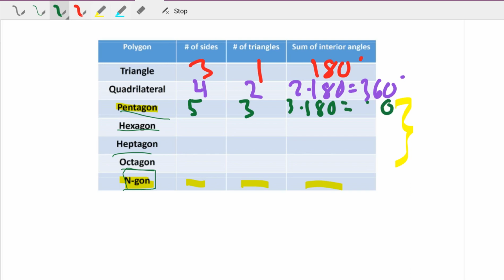And that'll give us 540. Pause the video, continue to do the work, and see what you get when you come back.